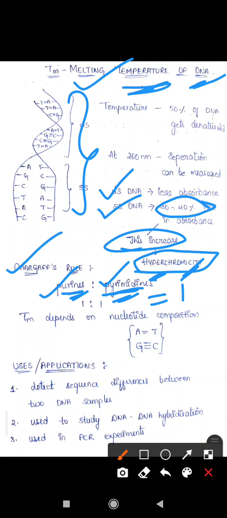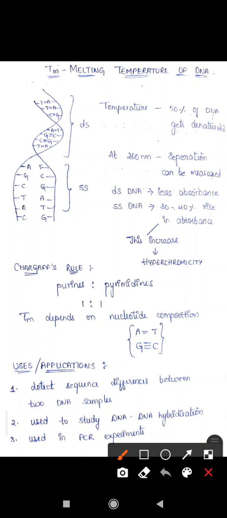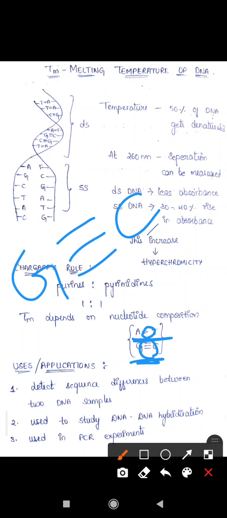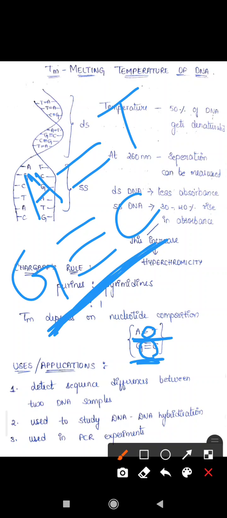The nucleotides A and T form 2 hydrogen bonds between them, whereas G and C form 3 hydrogen bonds between them. So it needs more heat to break 3 hydrogen bonds than to break 2 hydrogen bonds. So if GC content is more in the DNA, a high temperature is required to break the double stranded DNA.